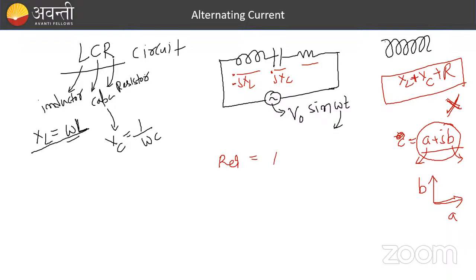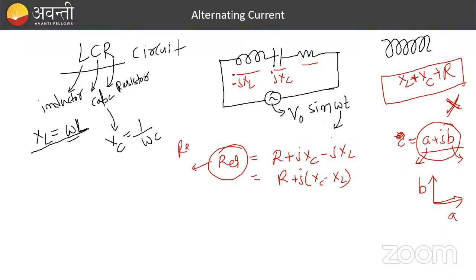So here also, for calculating the total resistance of this LCR circuit, R equivalent, we will write it as R plus iXC minus iXL. So this will become R plus i(XC minus XL). And this R equivalent is not called equivalent resistance, it is called reactance. ठीक है, इसको reactance बुलाते हैं. So this is your reactance.